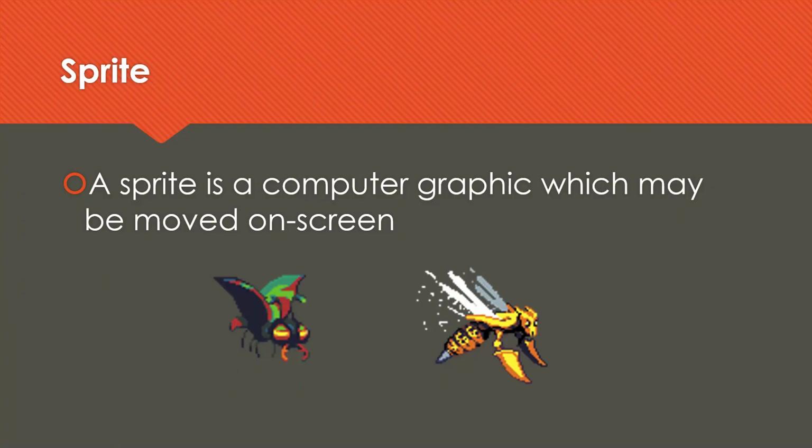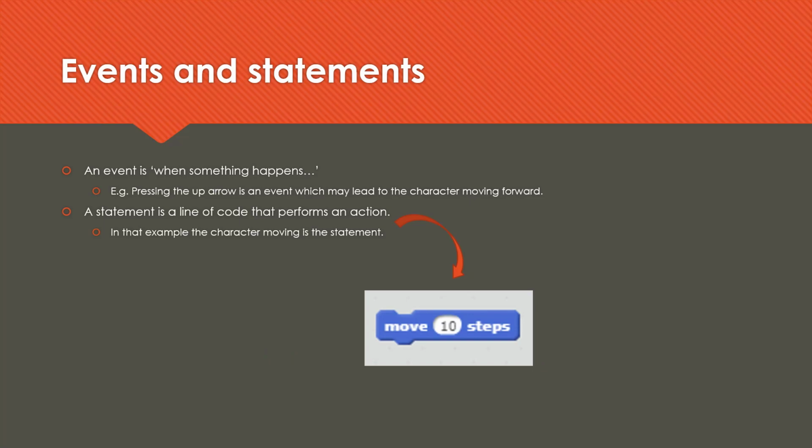So we need to know 2 things. We need to know what an event is and what a statement is. The first thing is an event. It's when something happens. It's something that you do as an input using your keyboard to tell the computer to do something, to maybe do a statement, because a statement is a line of code that performs an action. So it could be telling your character to move 10 steps like that little picture in the blue. That's what your statement could be. And the event might be that you press the space bar and then it will follow that statement, it will move 10 steps. Or it could be an up arrow. So if you pressed up, it would move your character 10 steps.